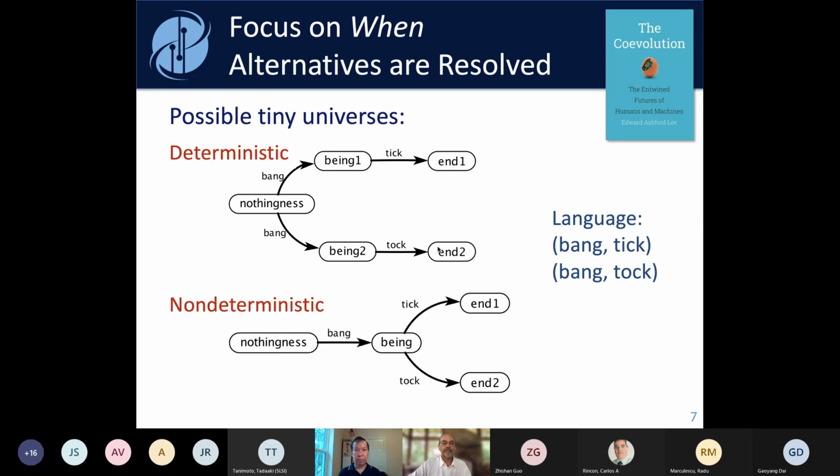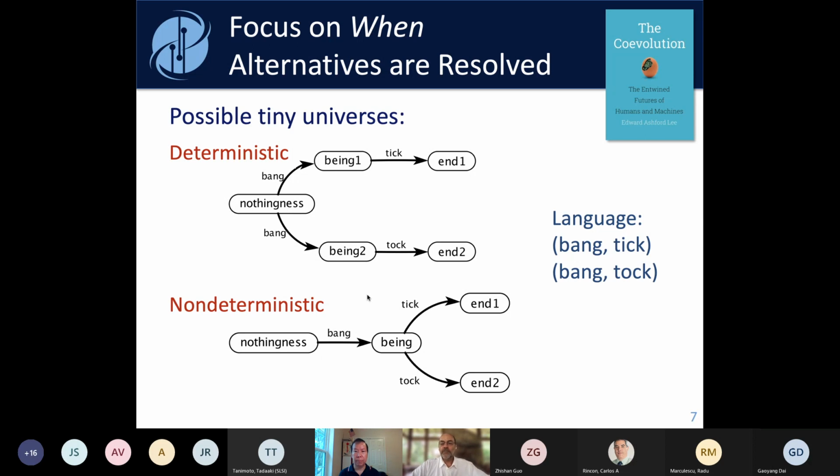So this is a model of what the physical world might look like if everything is preordained as of the Big Bang, okay? A non-deterministic version of that has the being come into existence at the little bang, and then the being still has the possibility of ticking or talking. So if you look carefully at these two automata, you see that the essential difference is when the resolution of alternatives occurs. In the deterministic universe, it occurs early. In the non-deterministic universe, it occurs late. And that's really the only difference between these two automata.